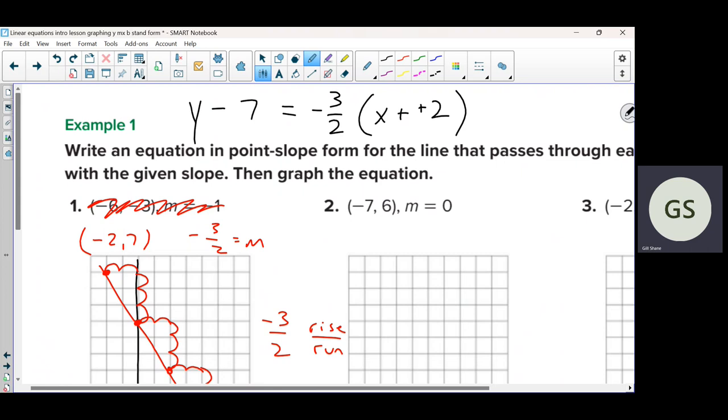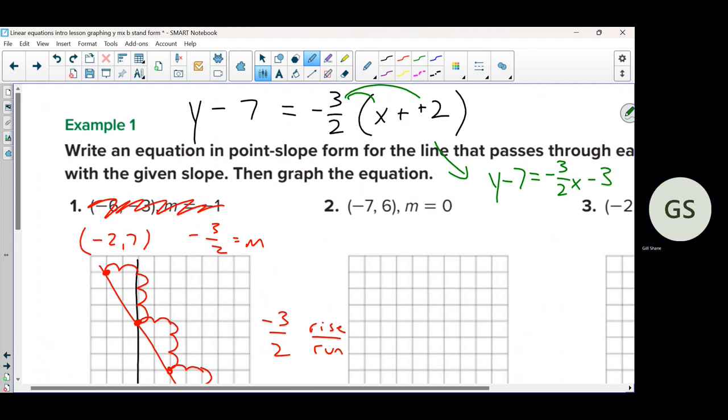Now I do the distributive property. It's going to kind of go down to here. This is still just y subtract 7. I can't do any math there, but I can multiply this times both of those two numbers. So this times that, this times that. So negative 3/2 x subtract 3 is what we got. Negative 3/2 times 2 is negative 3, so we say subtract 3.